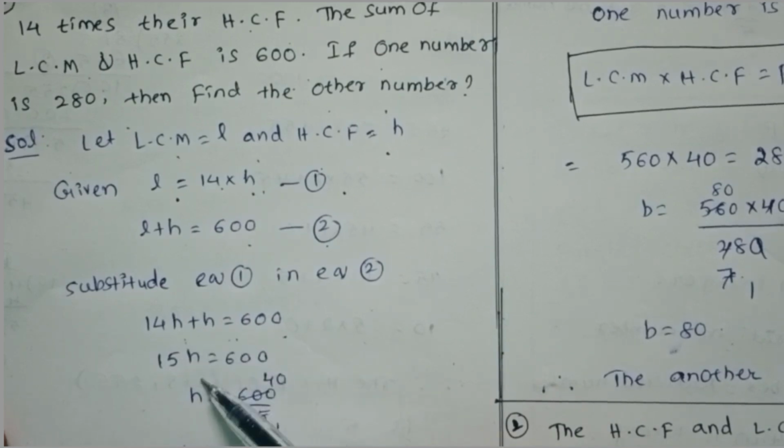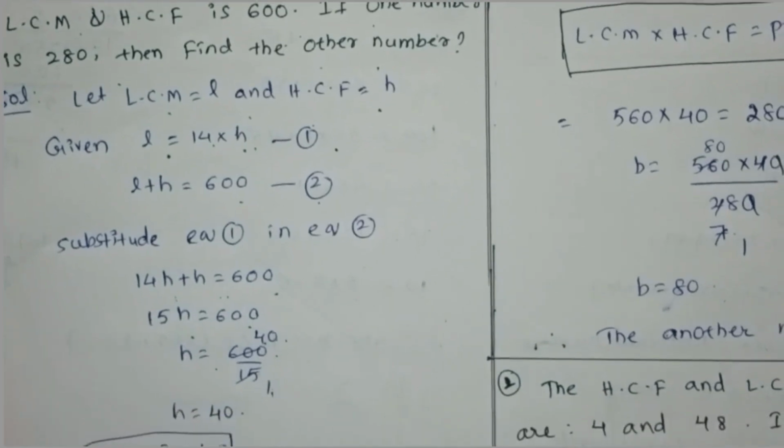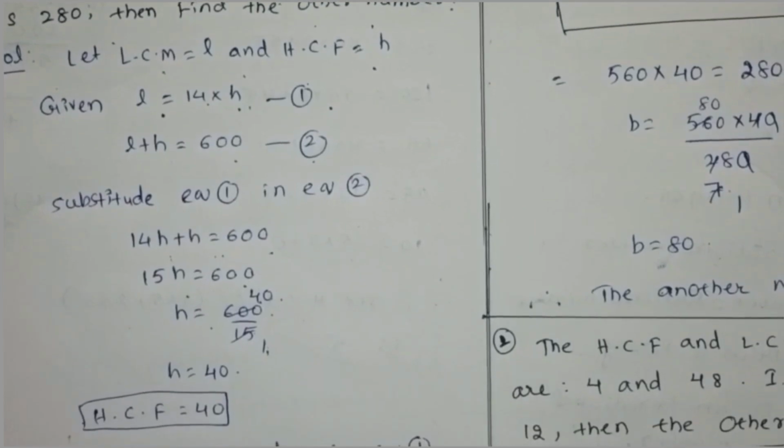14H plus H is equal to 15H, that is equal to 600. H is equal to 600 by 15. If we cancel, 15 ones are 15, 15 fours are 60, 0. So, H is equal to 40. H means HCF, so HCF is equal to 40.